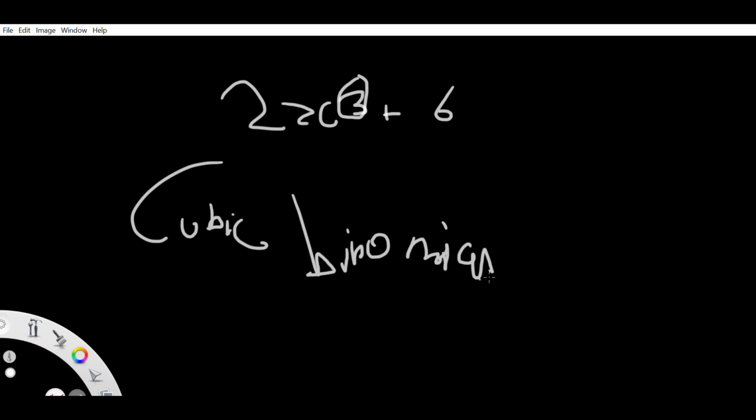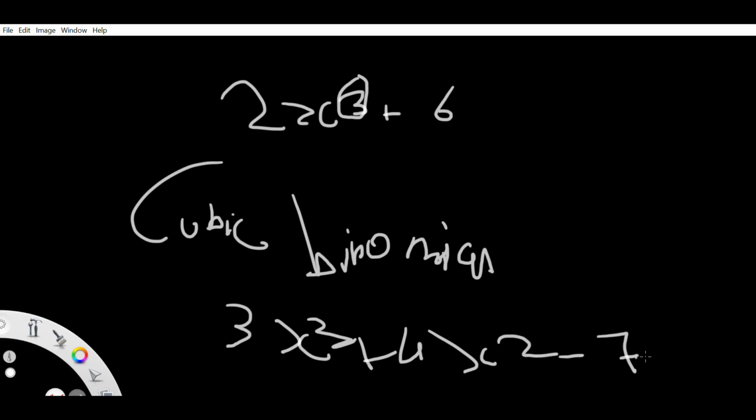So next, 3x cubed plus 4x squared minus 7. Over here the highest power is 3, so it's also a cubic, and we see 3 terms here, so it would be a cubic trinomial.